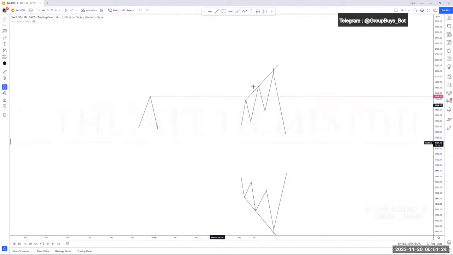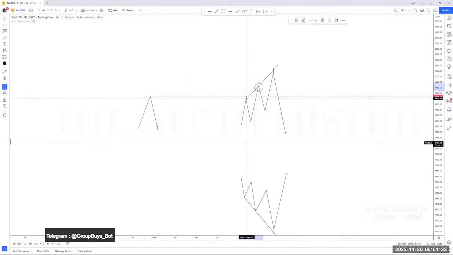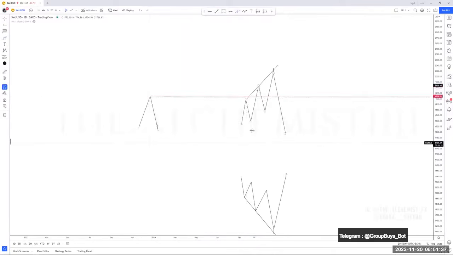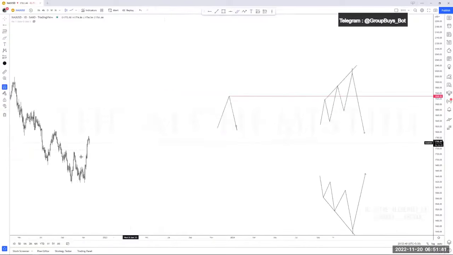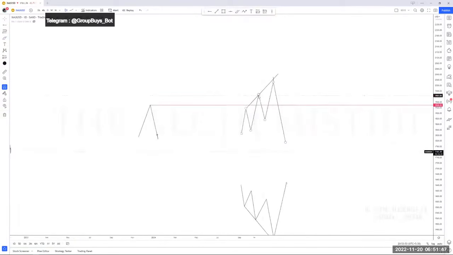So remember, the second point must be above a higher time frame key level, like this. The first point could be from anywhere, but the second point must be above a higher time frame key level. Because I showed you, you can just pull out this trend line from everywhere, right? But how do you know which one is the right one? That is how we know the second point is the right one.